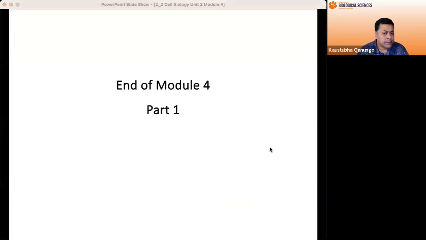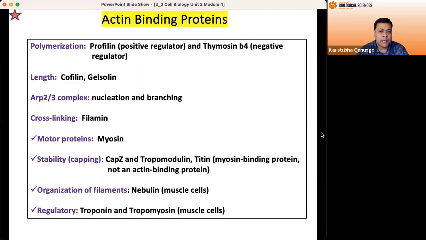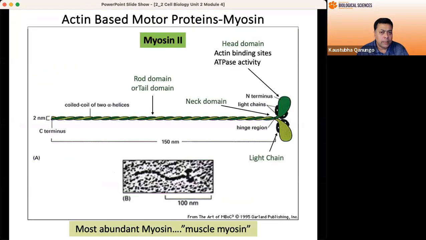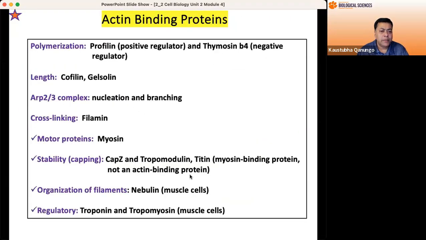All right, so let's go to part 2. And we are looking at some of the actin binding proteins. We already talked about that. So the ones which are important here, we are going to learn about myosin, CapZ, tropomodulin, titin, nebulin, and troponin, tropomyosin. These are the ones which we're talking about.